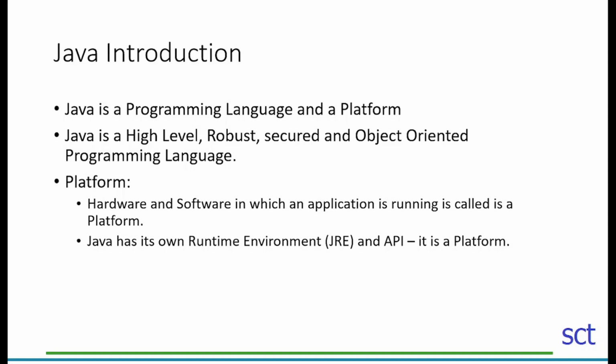Java is a pure object oriented programming language. Why is it called a pure object oriented language? Because in Java, without a class, you cannot have a program. But in C++, just with the main program, without a class, you can write a traditional program. But in Java, you cannot write a program without a class. That's why Java is called a pure object oriented programming language.